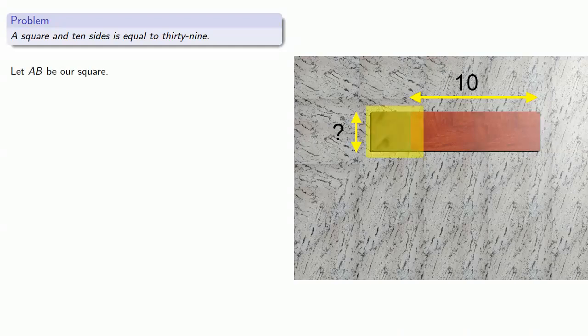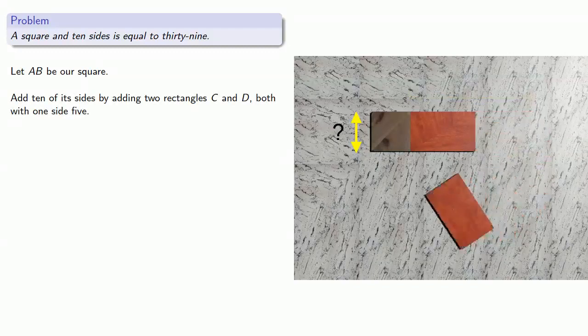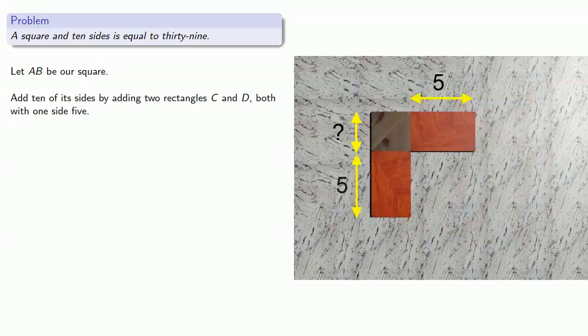So let AB be our square. Now we've added 10 of its sides by adding this rectangle, which has one side the unknown and the other side of length 10. But let's split this in half, so we can add 10 of its sides by adding two rectangles, C and D, both with one side 5. Notice that we have an incomplete square, so we'll complete our square by adding in this missing piece. And note that the missing piece is a square with a side of 5.